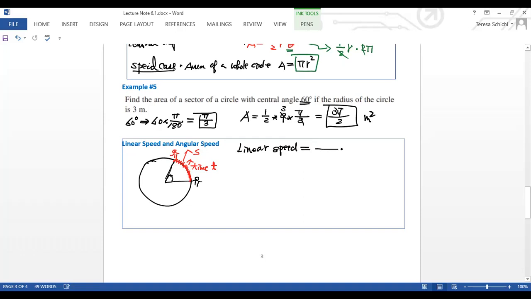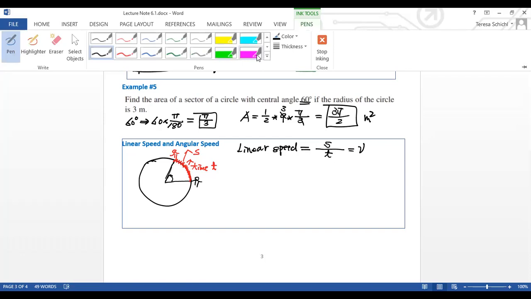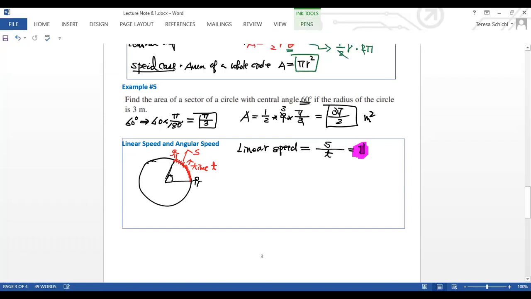So here, this is the same thing. So the linear speed is what? It's S over T. And I use the notation V, all right? So V is my linear speed, okay?